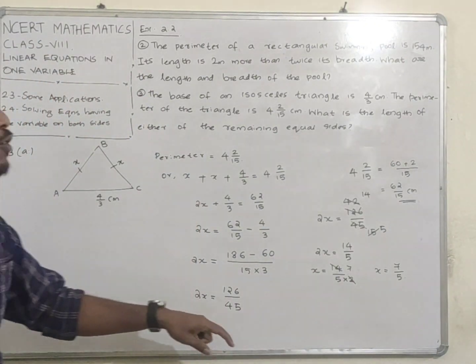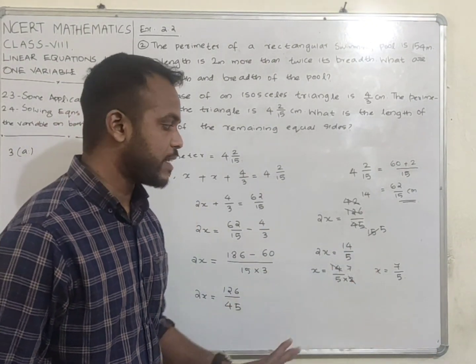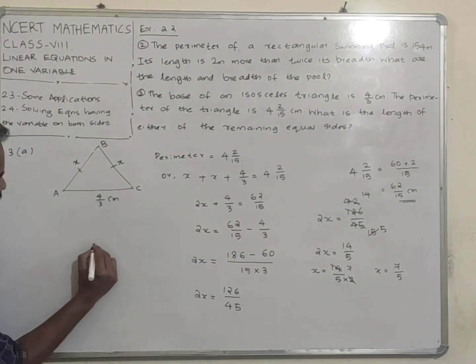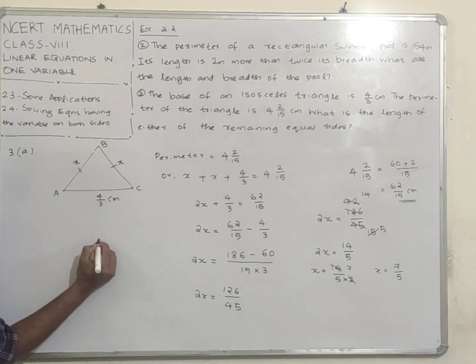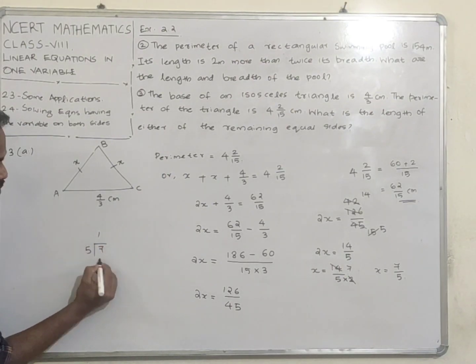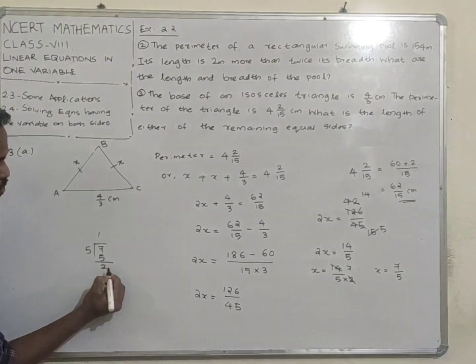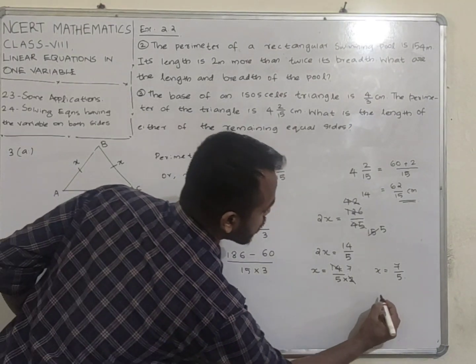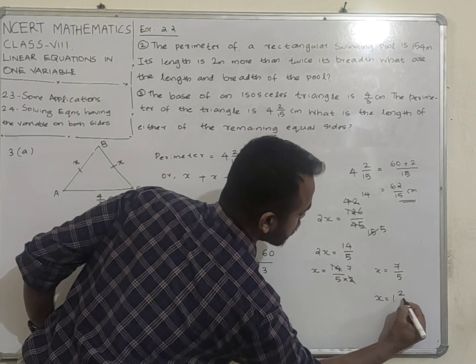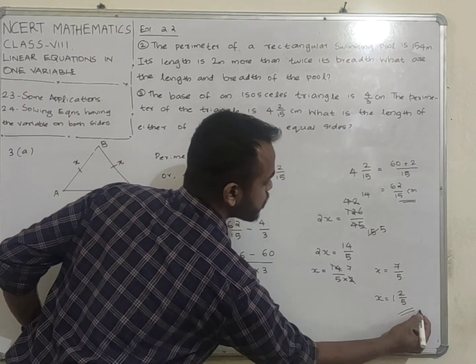Or further, if you want to make it into a mixed fraction, you can do that as well. How will you convert 7 by 5 into a mixed fraction? Here is 7. How many 5s in 7? 1. 1 five is 5, remainder 2. So the answer can be written as 1 2 by 5. So x is equal to 1 2 by 5.